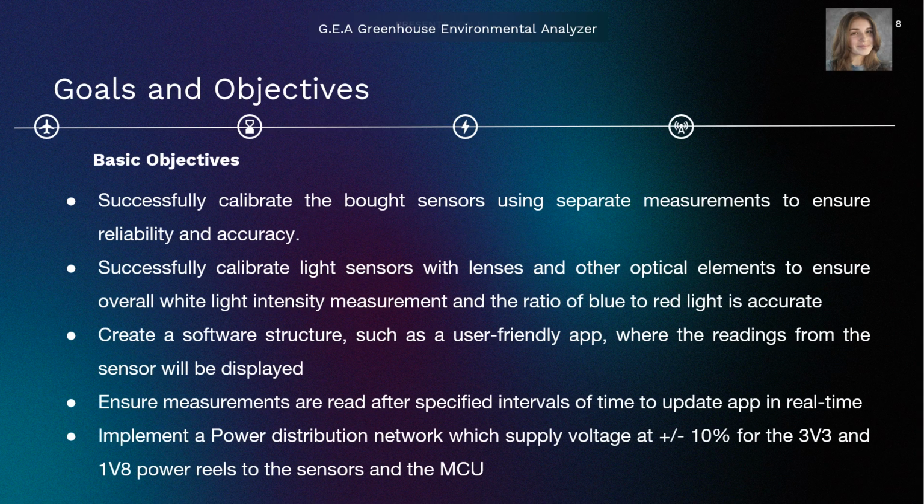Our basic objectives include successfully calibrating the sensors to ensure reliability and accuracy, successfully calibrating our light sensors with lenses and other optical elements to ensure overall white intensity and red to blue light ratio is accurate, as well as creating a software structure where the readings from the sensor will be displayed, and ensuring the measurements are read in specified intervals of time so the app can be updated in real time. Also implementing a power distribution network.